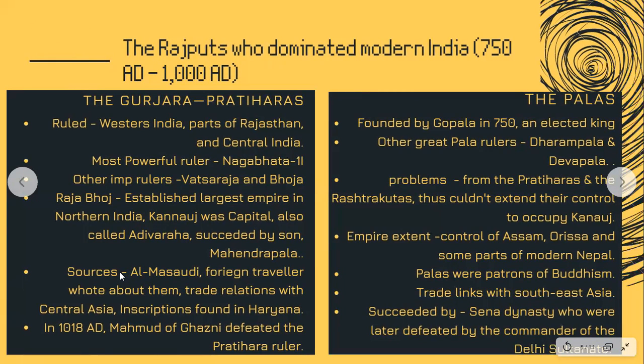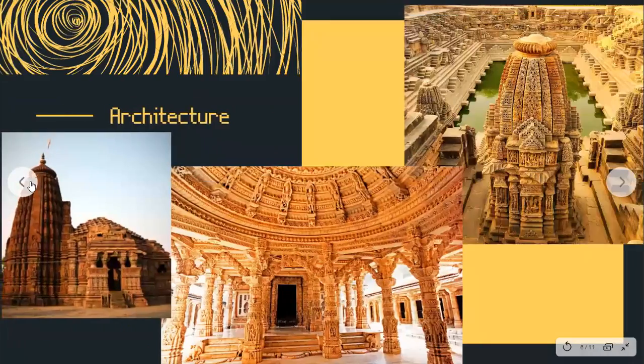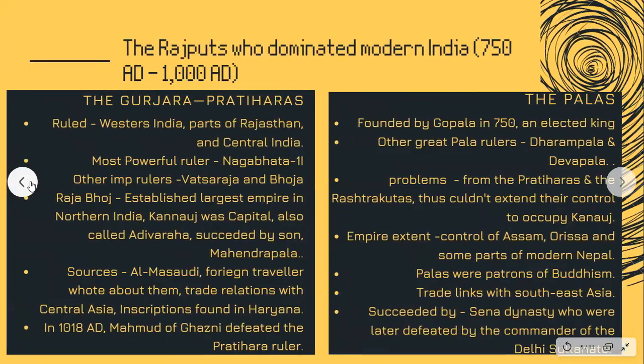And so we have accounts also. Al Masaudi was a foreign traveler who has written a lot about them. So that's how we know about Gurjara Pratiharas, right? In 1018, Muhammad Ghazni defeated the Pratihara ruler. So this is about the Gurjara Pratiharas.